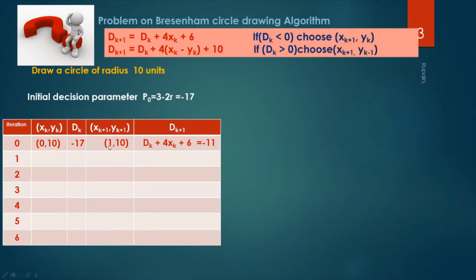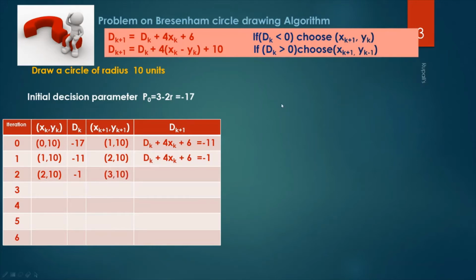So now our point is (1, 10). What is the decision parameter? Now it is minus 11. So what is the next point? First case, since dk less than 0. So (xk plus 1, yk), so it is (2, 10). What is the next value of dk plus 1? Negative means first case, so with this formula we get this value, minus 1. Now again (2, 10), the value of dk is minus 1. What is the next point? First case, so (xk plus 1, yk).